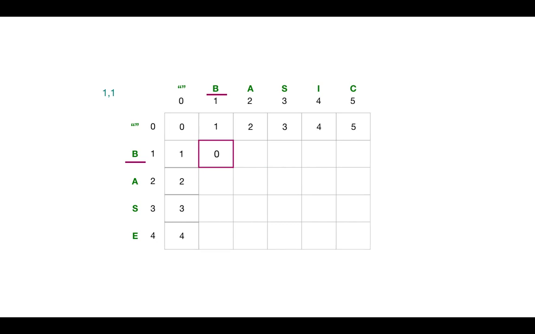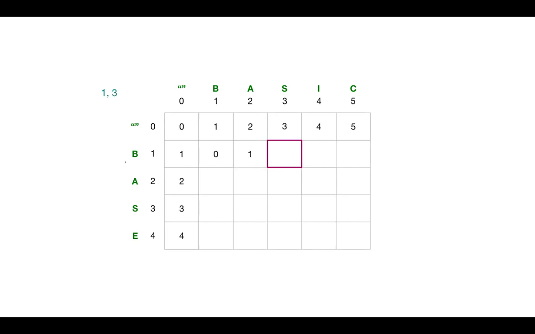Now for 1, 2, B is not equal to A. So what can we do here? We look back here, B and B are the same, so we just need to insert A. Or we delete B and insert B and A. The minimum of all these possible operations is inserting the character A, so it becomes 1. So we update 1 here.